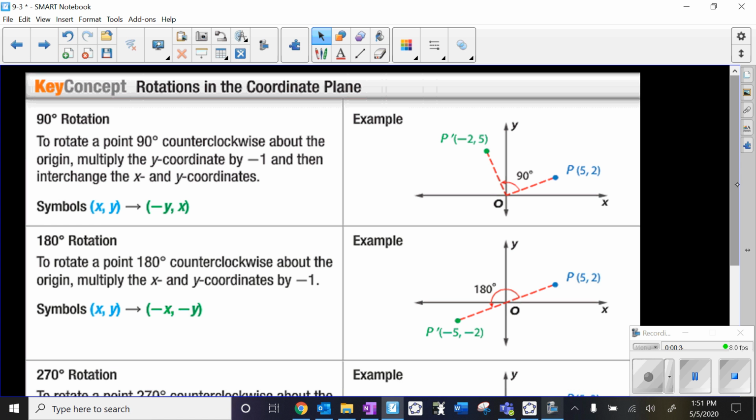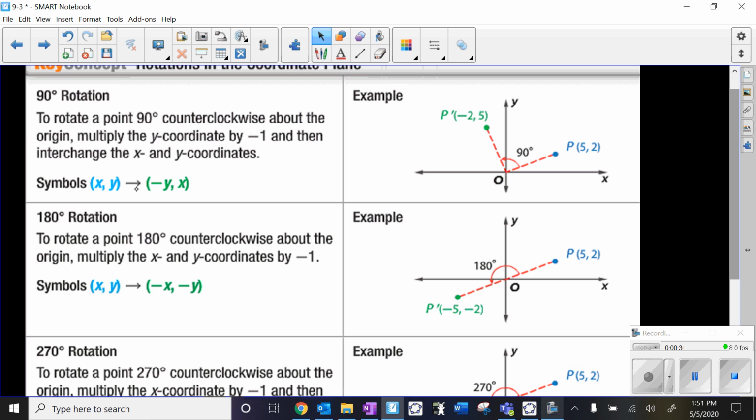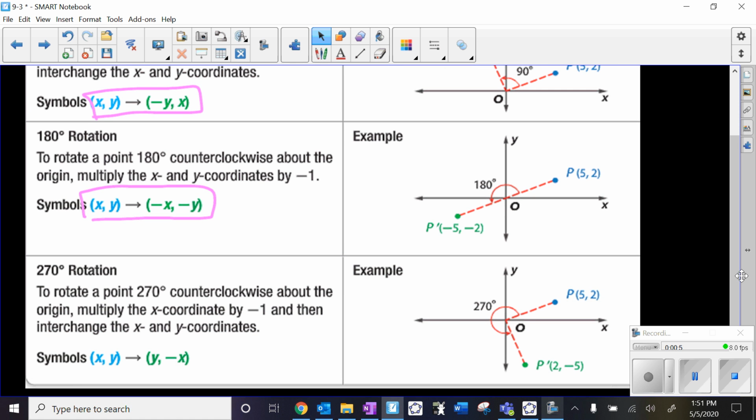So your rules that you're going to want to get written down on your sheet of paper: for a 90-degree counterclockwise rotation, (x, y) becomes (-y, x). For 180 degrees, (x, y) now becomes (-x, -y). And then for a 270-degree counterclockwise rotation, (x, y) is now (y, -x).